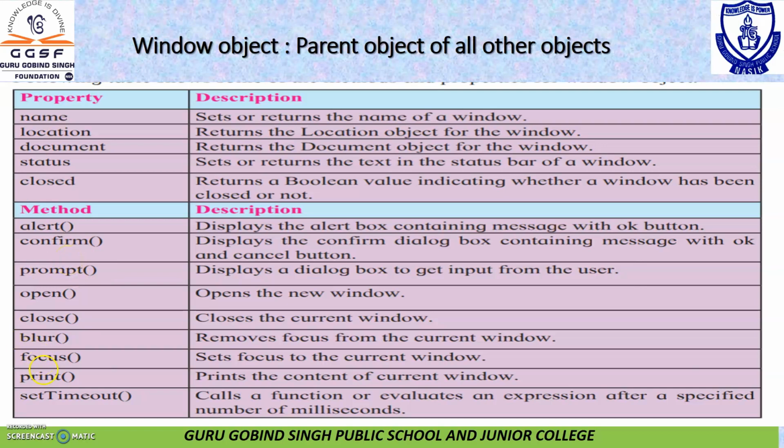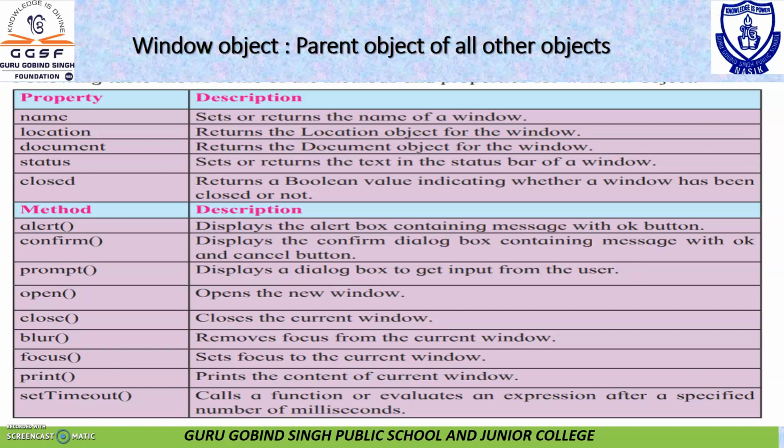So we can have one prompt function, and that will give a dialog box with an input field for the user. He or she will enter the age in that dialog box, because of the prompt method we are getting an input field. Open opens a new window, close closes the current window, and blur removes the focus from the current window.